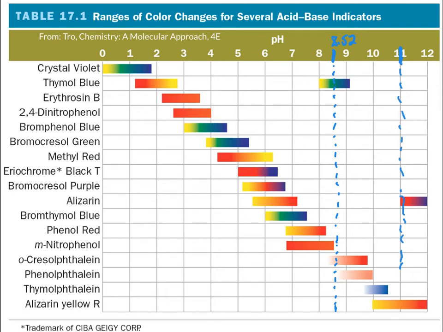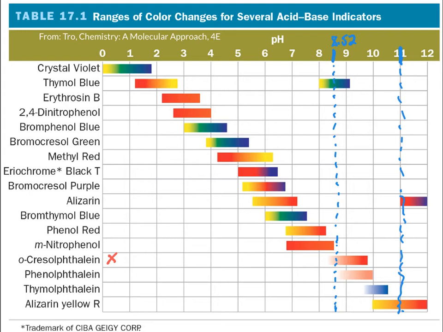So if we extend our lines down here, it looks like we have maybe 3 choices. It looks like cresolphthalein maybe starts changing a little too soon to catch our 8.52. And so maybe that's not the best. Looks like phenolphthalein does, but phenolphthalein, right?